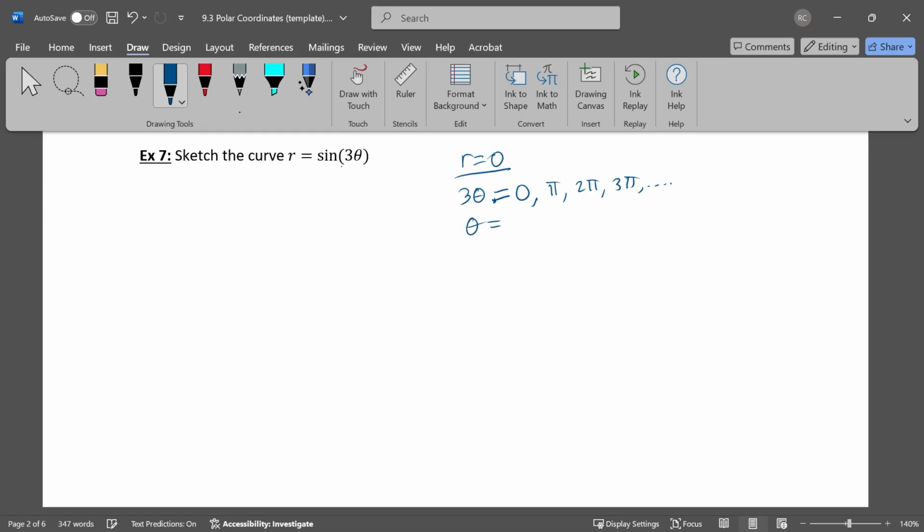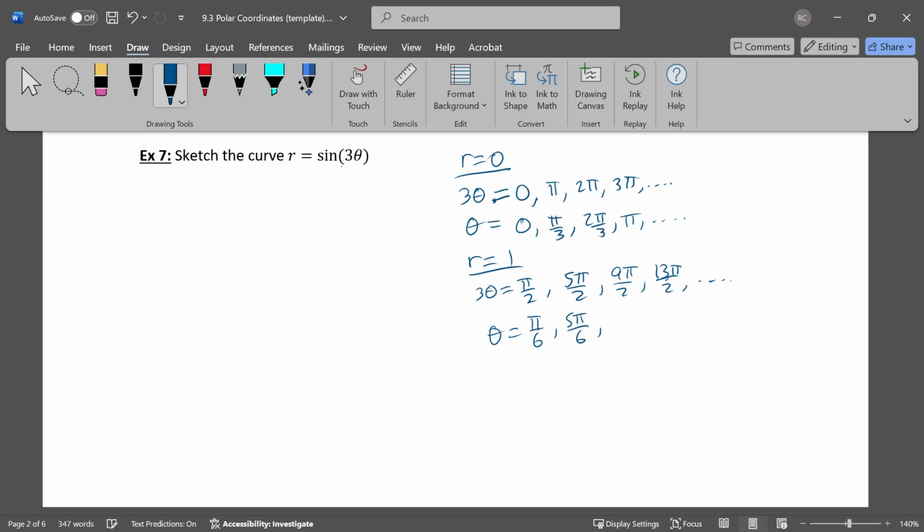And so if I divide everything by 3, I get theta is 0, pi thirds, 2 pi thirds, 3 pi over 3, which is pi, and so forth and so on. And now we'll look at r as 1. And that occurs when the input is pi over 2. So 3 theta is pi over 2. But it also happens when you go a full circle around and add 2 pi to that. So that's 5 pi over 2 and 9 pi over 2 and 13 pi over 2. So theta is pi over 6, 5 pi over 6, 9 pi over 6, which is 3 pi halves, and 13 pi over 6.